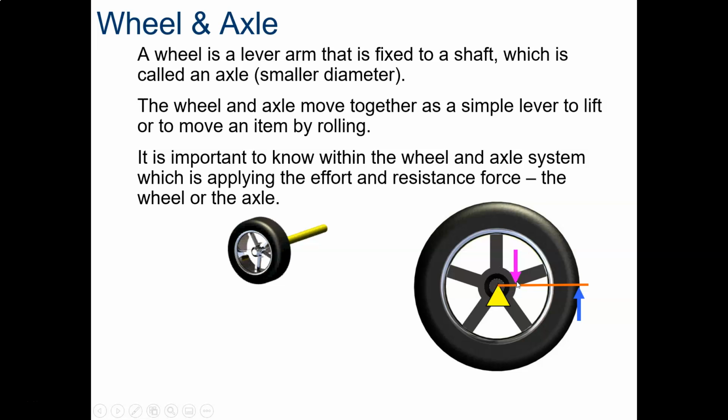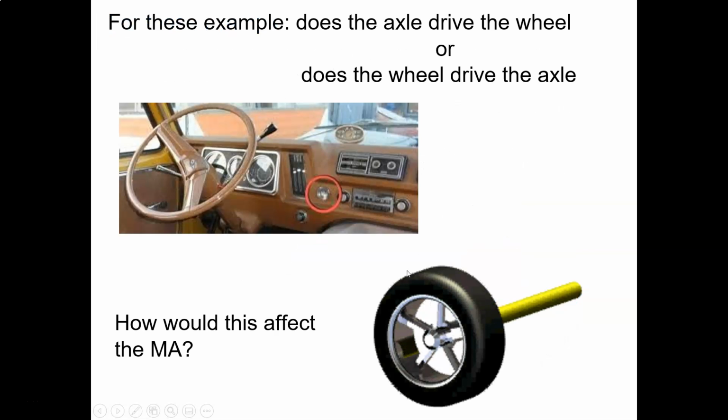So this is the diagram that Project Lead the Way uses to give an analogy of either a second class or a third class lever, depending on where the effort force is being applied. So here we've got the steering wheel of a car. We've got a larger diameter wheel, and we've got a smaller diameter axle that goes into the vehicle. Where is the effort being applied on a steering wheel? Well, the effort's applied to the wheel, so the wheel is driving the axle. So your effort is on the wheel, and your resistance is on the axle.